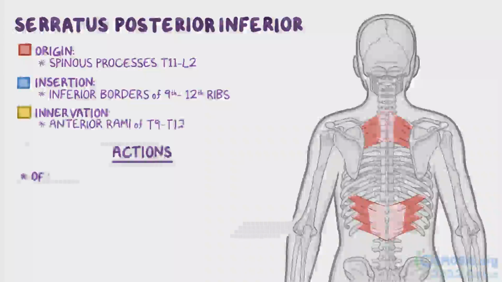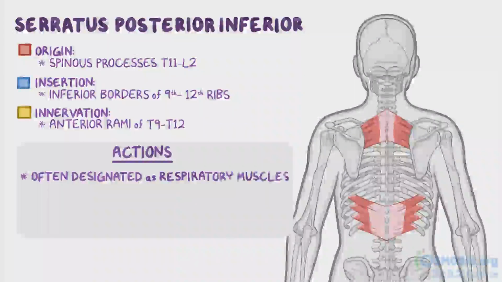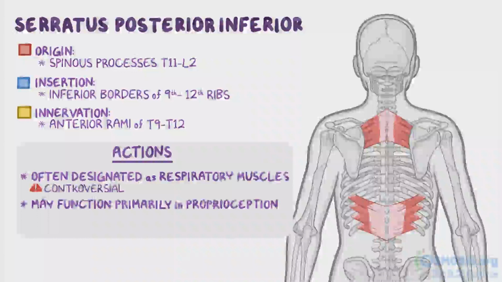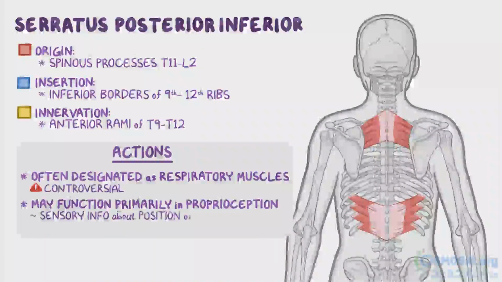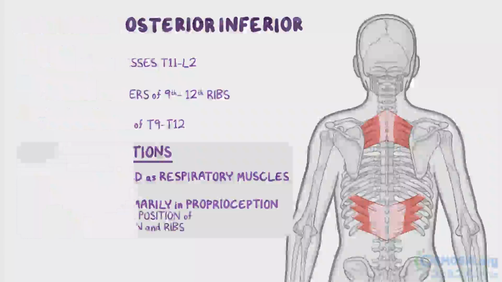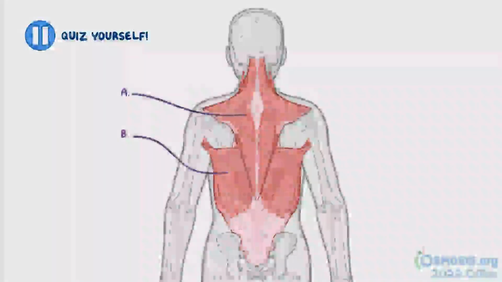Although these muscles are often designated as respiratory muscles that cause movement of the ribs, these actions are controversial, with many sources suggesting that they may function primarily in proprioception by providing sensory information about the position of the vertebral column and ribs. Okay, let's take a quick break and try to identify all the extrinsic back muscles.